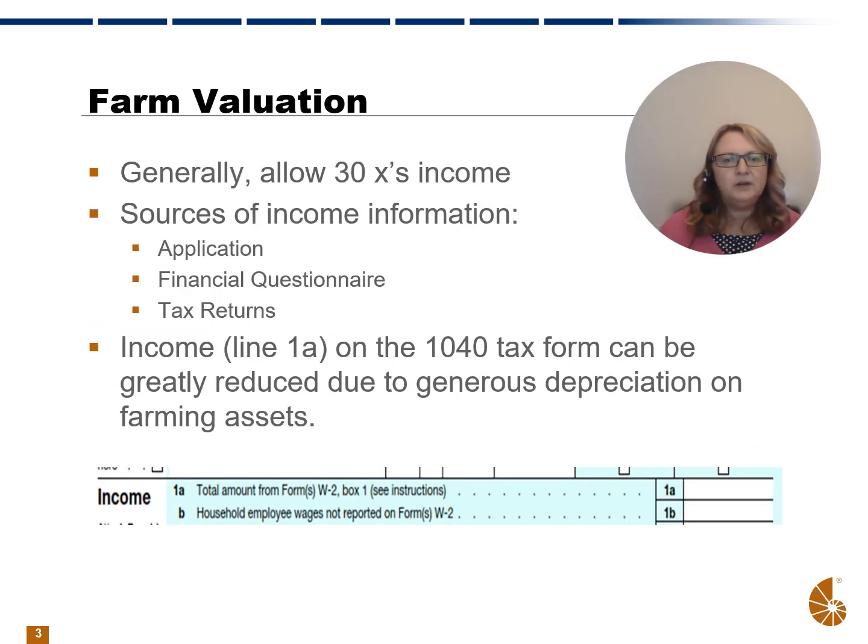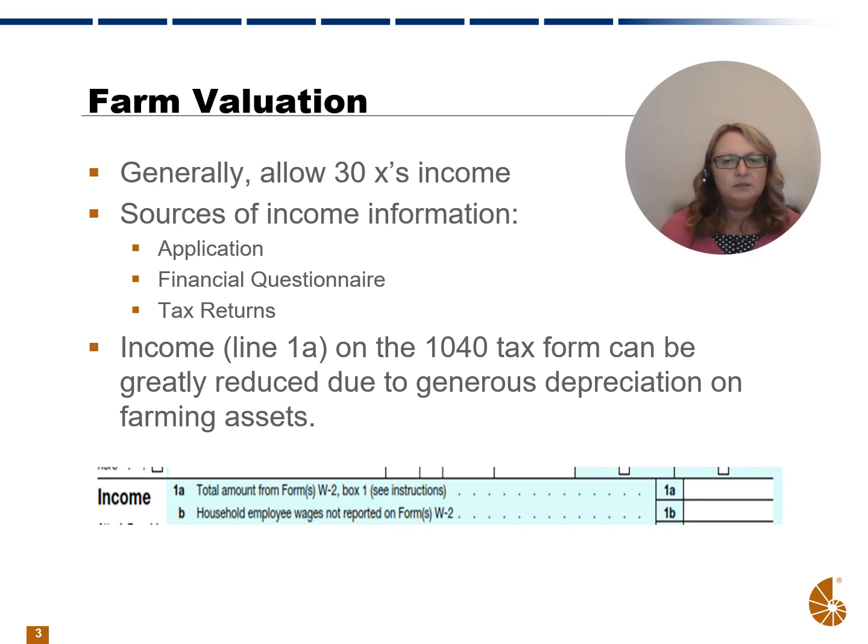Now, generally we'll allow 30 times income for farm valuation, regardless of the person's age. It's kind of a general rule that's used. The question becomes, what income do you use to do the 30-time multiplier? And the source of the income, we're going to get that information either from the application, from a financial questionnaire that you may obtain, or perhaps from tax returns.